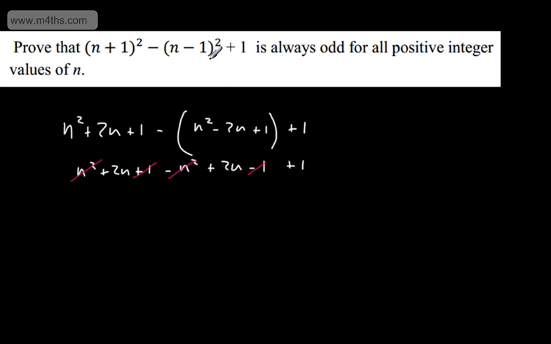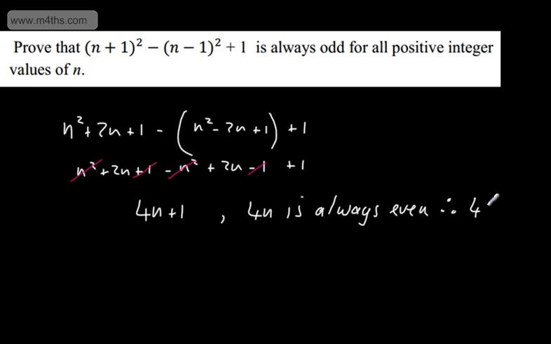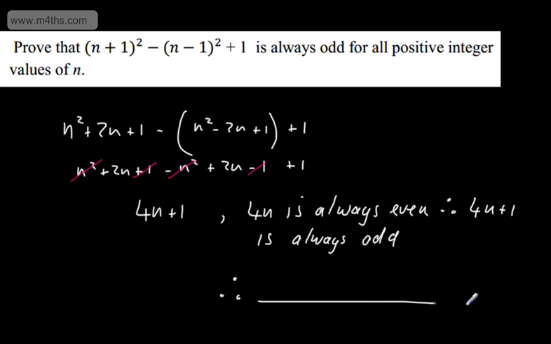So what we have is the following. We have 4n + 1. We can say now that 4n is always even. Therefore, 4n + 1 is always odd. Now just concluding my statement, I'm going to write this particular statement that they've given me to conclude. So quite a nice little question, and we've concluded it like so.